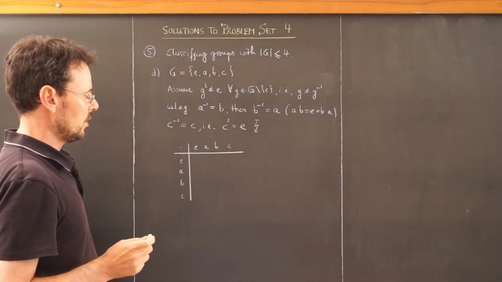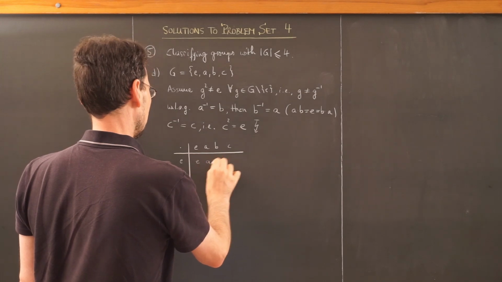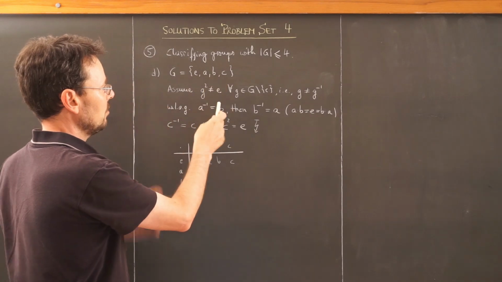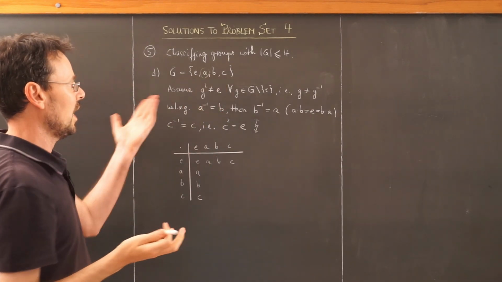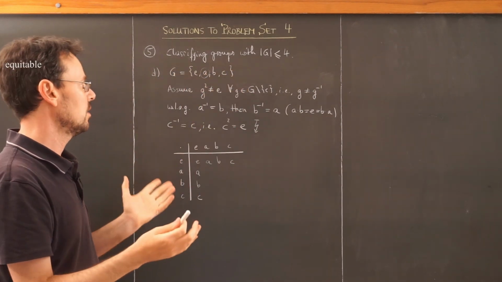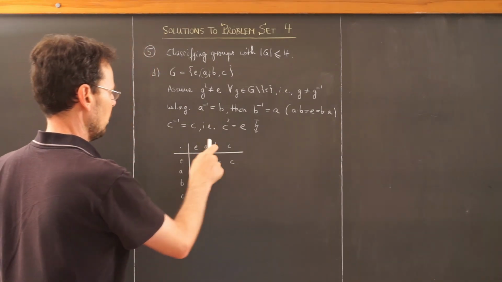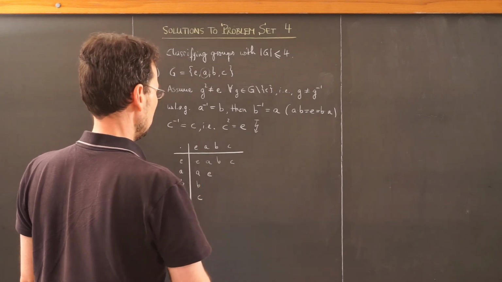Okay, so we can start filling out the group table. As always, the trivial first row and column. And now there is one element that is its own inverse. We take this element to be A because this can't make any difference. A, B, C are completely equal in rights. So we start with A times A equals E.